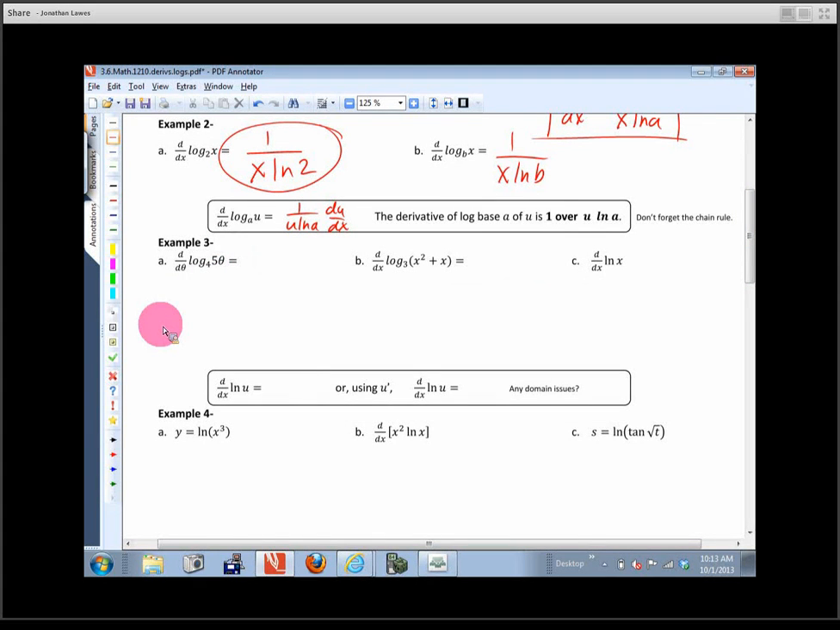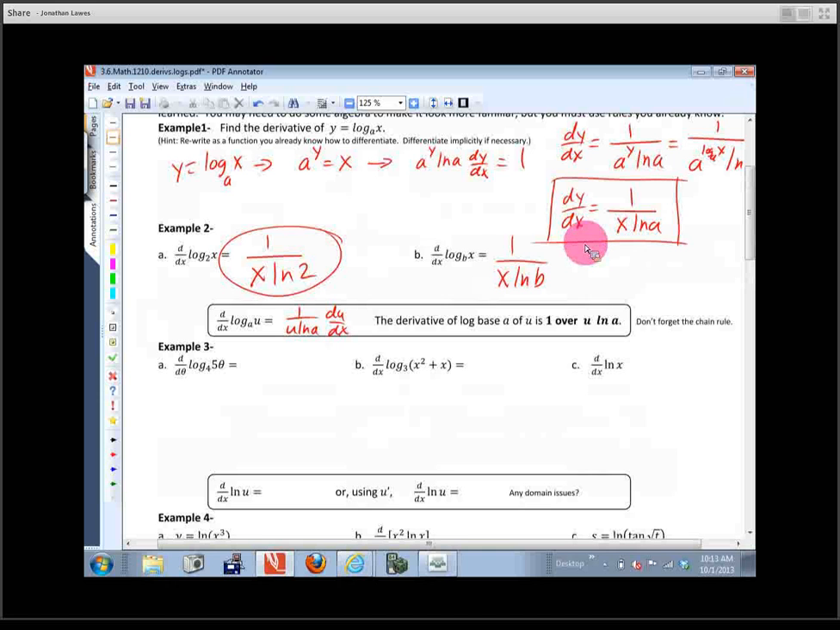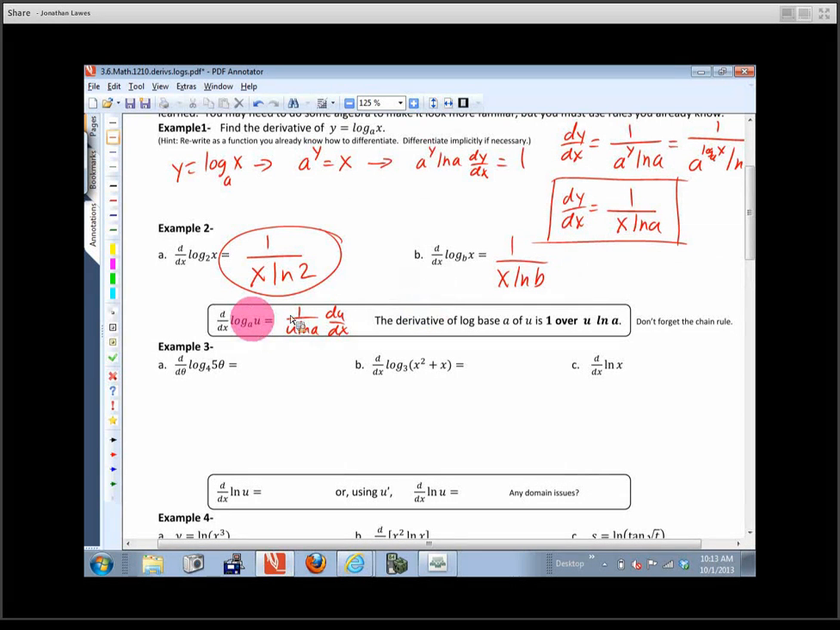Question? Okay, so all of these were just plain old x's that we were plugging in. We didn't even really think about carrying out the chain rule, but if we're plugging a function into a logarithm, you've got to find the derivative of the logarithm, so that's going to be 1 over whatever we were taking the log of, times the ln of the base, times the derivative of whatever we were plugging in.